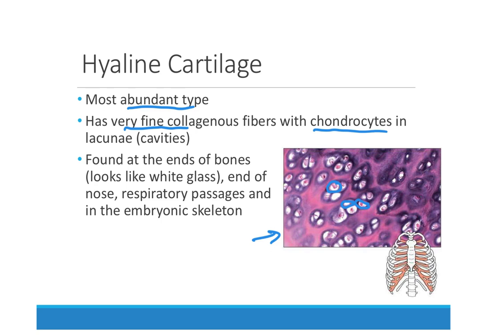Hyaline cartilage is found at the ends of bones. You might have noticed it in chicken, especially if you see that raw chicken drumstick before it is cooked. It looks like white glass. Hyaline cartilage is also giving support to the end of your nose, along your respiratory passages, and as I said, helping form that skeleton before birth.